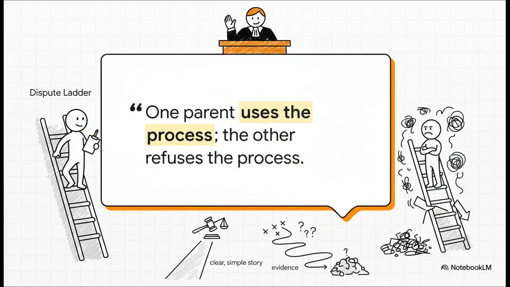And this is the ultimate payoff for using these tools. You completely change the story you present to the judge. It's no longer a messy he said, she said situation. It becomes a clear, simple story. Your Honor, here's the process we agreed to in your order. Here is my evidence of me following that process, and here is the evidence that the other parent refused. That is an incredibly powerful and simple narrative to hand a judge.